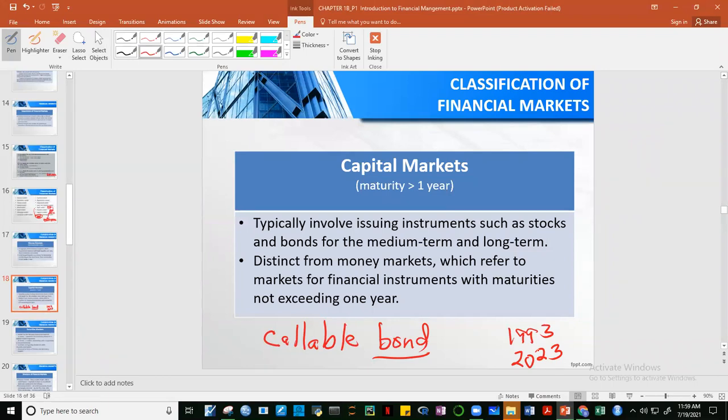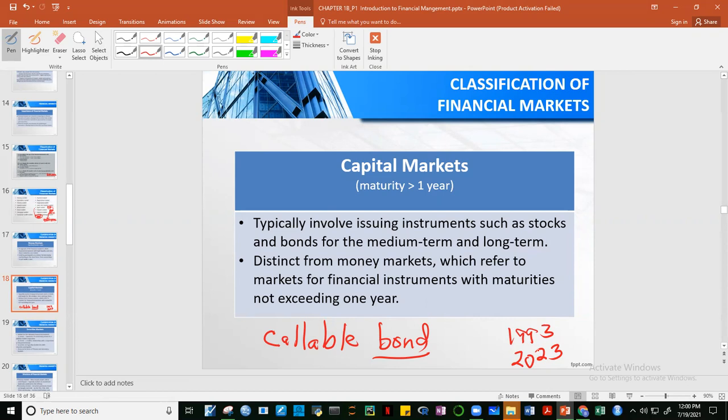Ano ibig sabihin nun? Pwedeng i-retire ni Disney yung bond na to. Okay? Ano ibig sabihin? Pwede niyang i-buy back yung bond. Pwede niyang bayaran na yung principal. And because of that, guys, so maraming intricacies ang bond, ano? Lalo yung mga long-term na ganito.